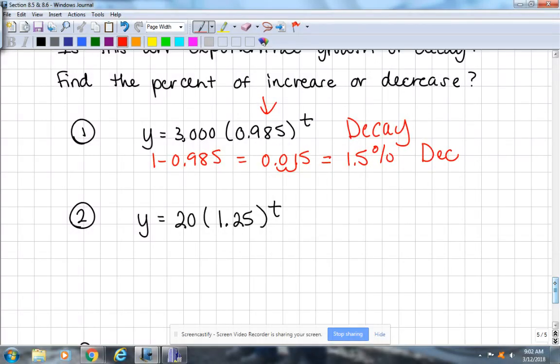Okay. So this one. Do you think this one is a growth or a decay? How do you know? Because that number in parentheses is bigger than 1, so it's a growth. How do you think we're going to find the percent of increase or decrease? Find the difference from 1. So obviously it's bigger than 1, so you're going to do it backwards. 1.25 minus 1. And what do we get? 0.25. And then how do I find the percent of change? Move the decimal 2 places. 25% increase.